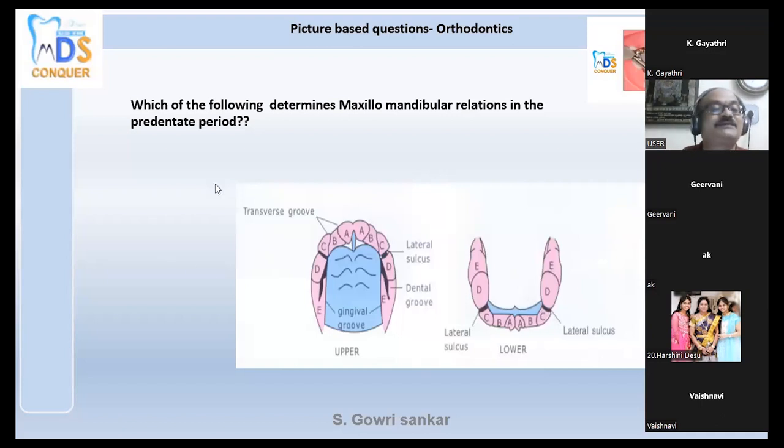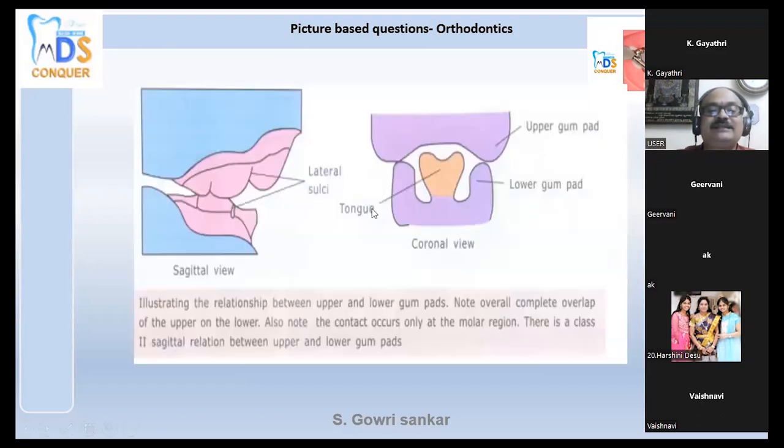I will check. Anterior open bite is in the anterior direction. Definitely there will be anterior open bite. What type of cross bite? No, it is not cross bite. It is somewhat like cross bite, but it is a complete bite, just like a scissors bite.